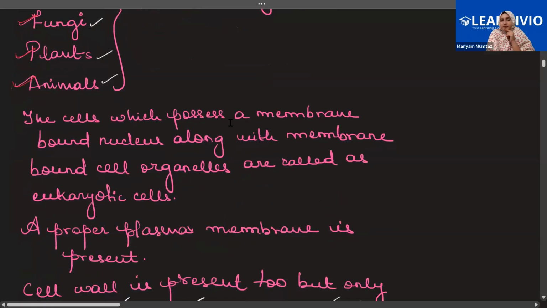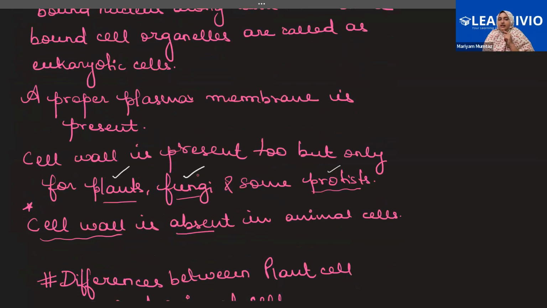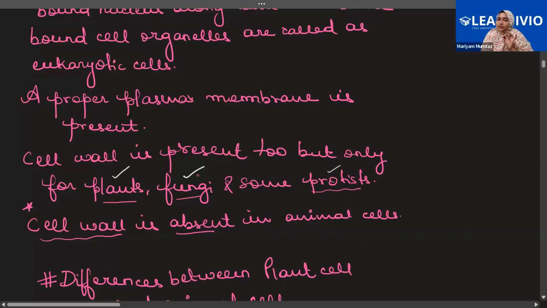Now, the cells which possess a membrane bound nucleus along with membrane bound cell organelles are called eukaryotic cells. A proper plasma membrane is present. Cell wall is also present, but we can find it only in the case of plants, fungi, and some protists. Cell wall is completely absent in the case of animals.